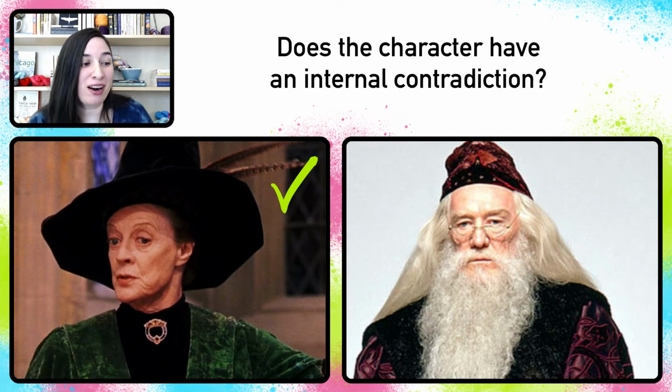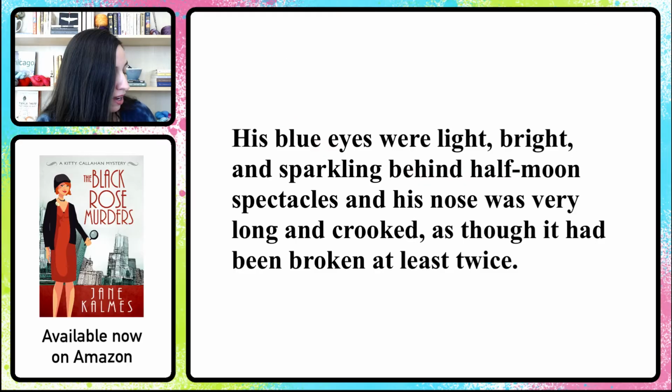As for Dumbledore, here's his internal contradiction. "His blue eyes were light, bright, and sparkling behind half-moon spectacles, and his nose was very long and crooked, as though it had been broken at least twice." So Dumbledore, despite being elderly, kind, and genial, has a nose that's been broken at least twice. And this is kind of a clue to the fact that Dumbledore is a fighter. He will never stop fighting for what is right.